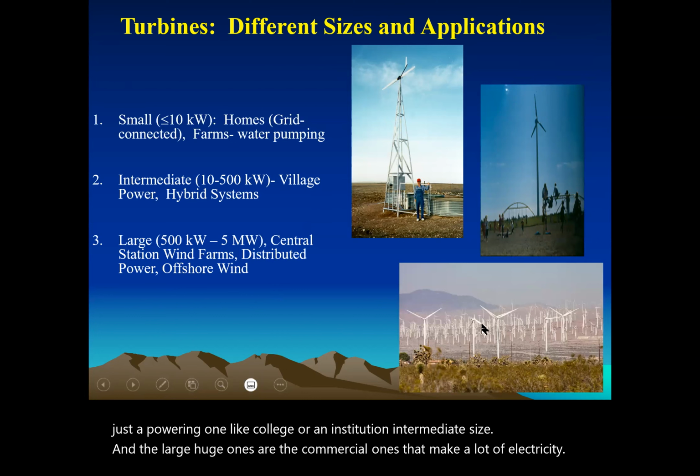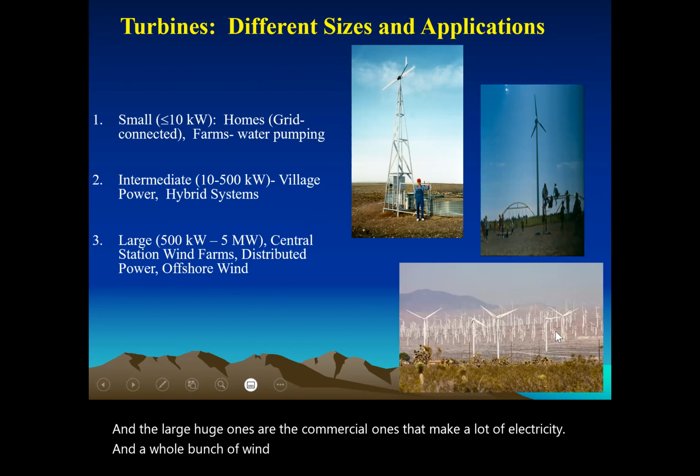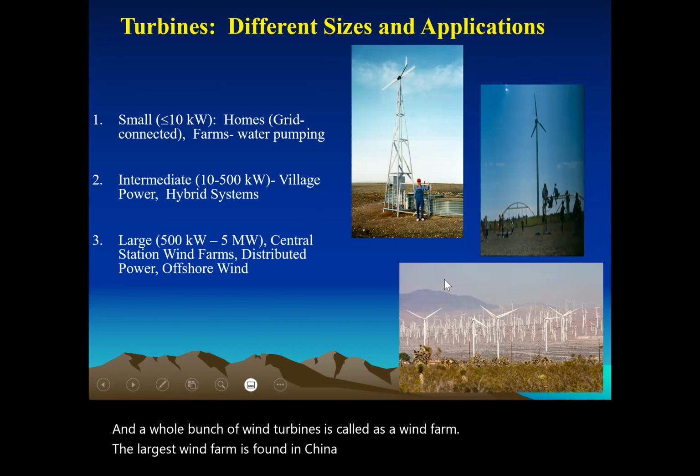And a whole bunch of wind turbines is called a wind farm. The largest wind farm is found in China, Gansu, and I think there are about 7,000 or more wind turbines in that area.